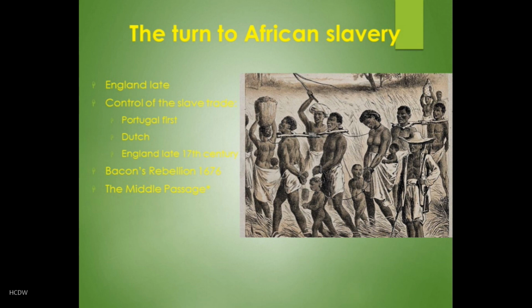So finally, all of these reasons lead England to turn increasingly toward using African slaves as opposed to European indentured servants, which leads them into the gruesome, horrific practice of the Middle Passage, the process whereby Africans were taken from their homeland in Africa and shipped across the Atlantic to the New World. It's that Middle Passage that we will discuss in the next lecture.